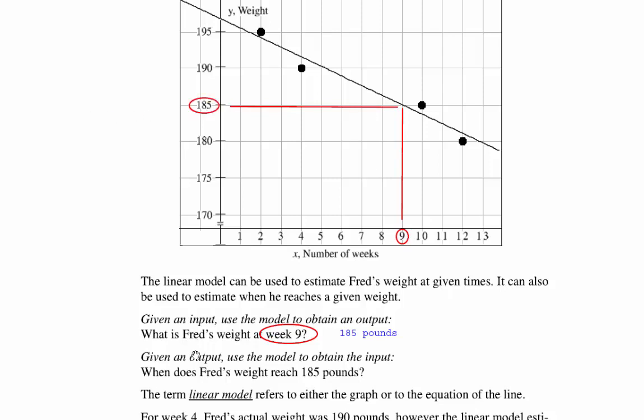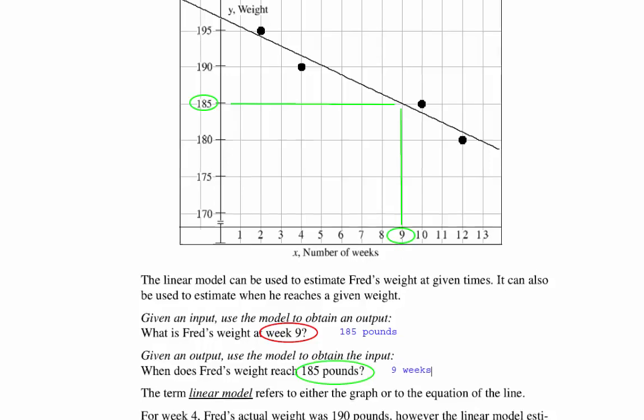Next, we're told, given an output, use the model to obtain the input. When does Fred's weight reach 185 pounds? So this time I go to the output, which is 185 pounds, and I trace a line to my model and then down to my input. And you can see, right, when I go from 185 to my model and down, I'm at 9 weeks. That's my input.